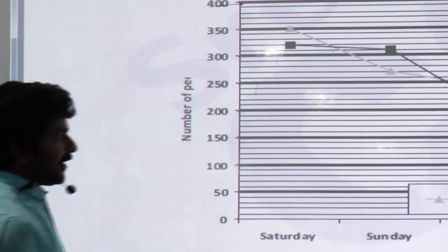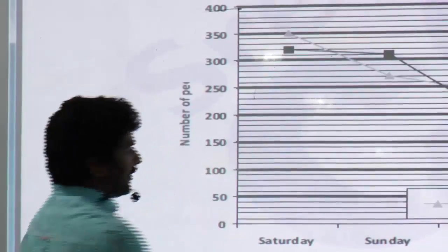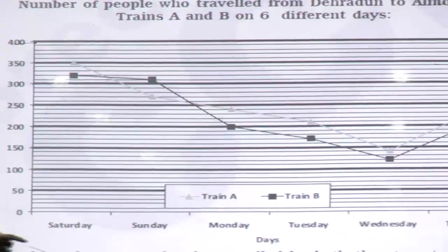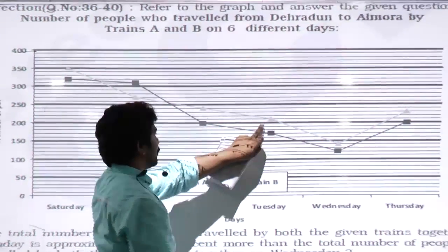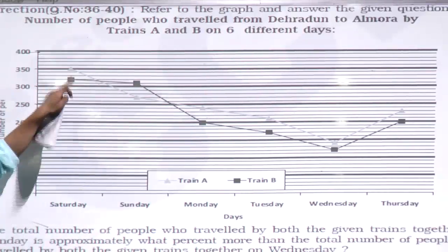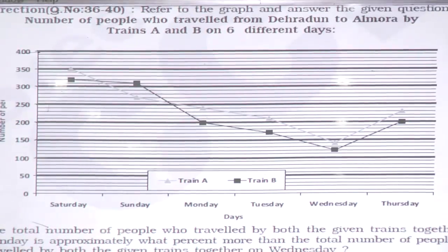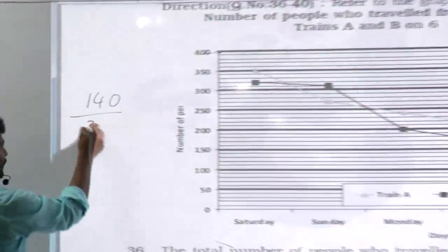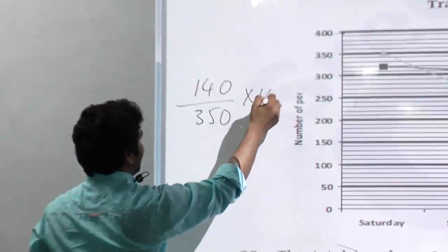Saturday, train A, triangle. How much is this? 350. And Tuesday, 210. 210 is how much less than 350? 140 less. Out of 350. Percentage, right? So into 100. We'll get the answer from?